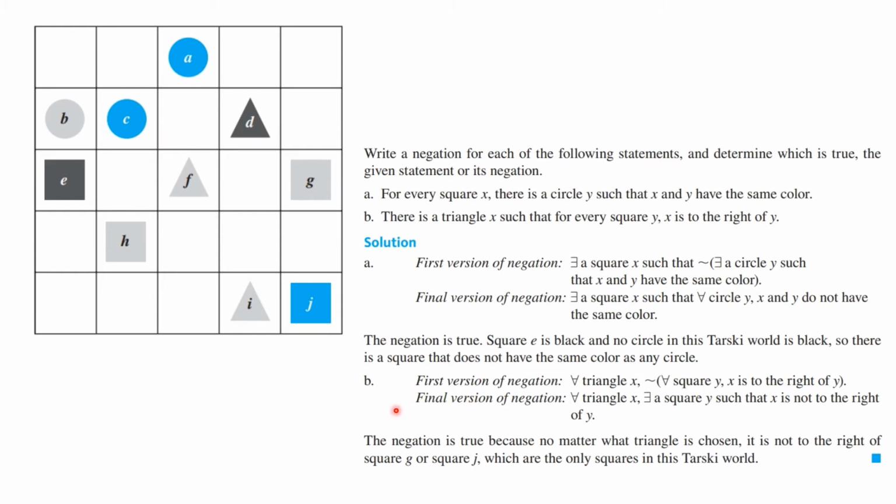The second one, you again do it step by step, but the final version of the negation should be, for every triangle x, there exists a square y such that x is not to the right of y. This is true because no matter what triangle is chosen, it is not to the right of square G or square J, which are the only squares in this world.